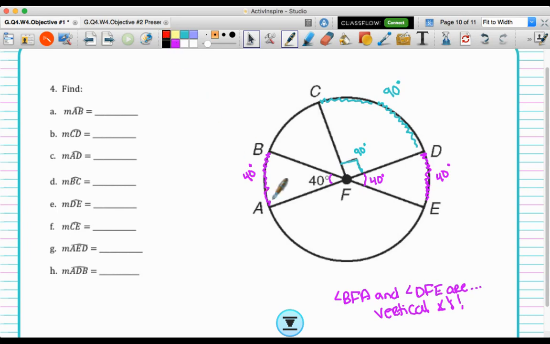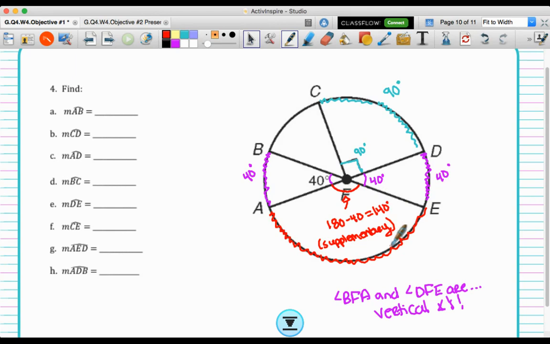What about this one right here? Figure this one out, right? So I know this part's 40. What is this portion going to be? This is going to be 180 minus 40, right? It's a line. They're supplementary angles. So this is going to be 140 degrees.